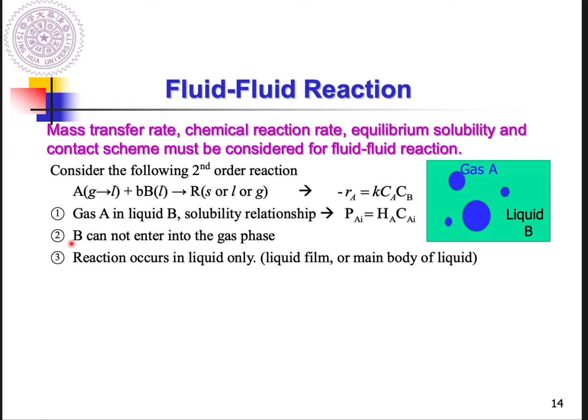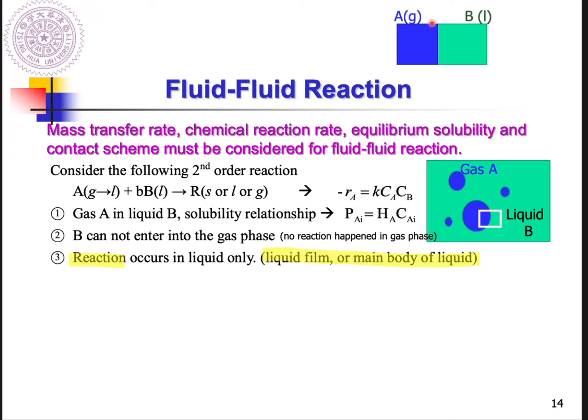And the second thing is that B is not going to enter the gas phase. That means the liquid B is not going to enter the gas phase. What does this mean? Because liquid B is not going to enter the gas phase, the chemical reaction is not going to happen in the gas phase. So all the reaction only happens in the liquid, and that can be in the liquid film or the liquid main body, or both.